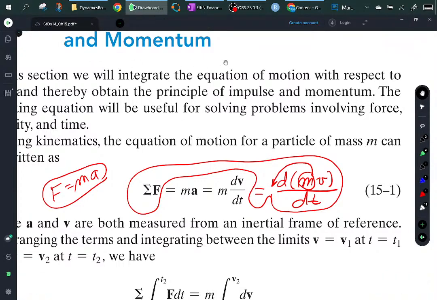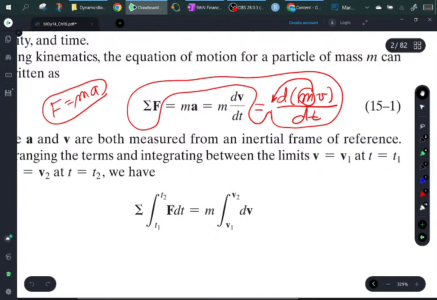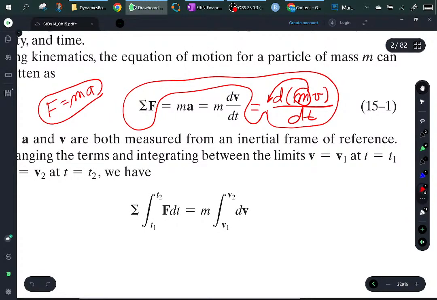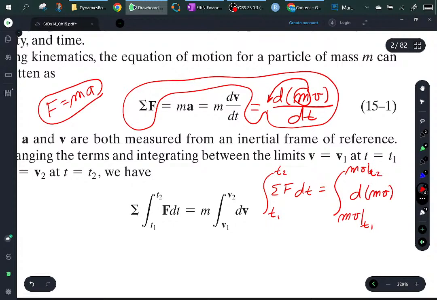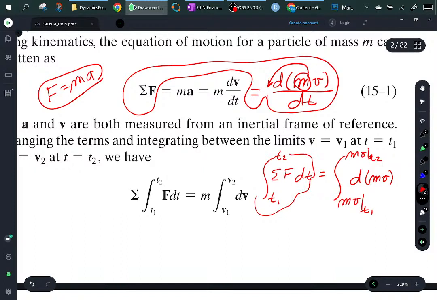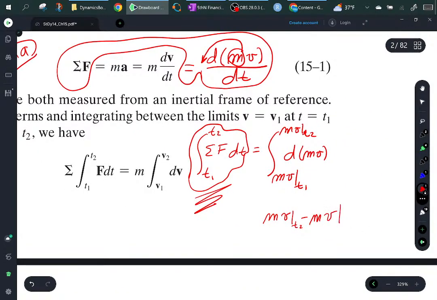So in effect, that's the law. Really, in my mind, this should look like this: the sum of the forces integrated from T1 to T2 dt equals d(mv). If you wanted to have it so that you could eject mass out the rear end, then that would be mv at T1 and mv at T2. So it's just that simple. In other words, you can integrate this if you have a time dependent force, and this is nothing more than mv at T2 minus mv evaluated at T1.